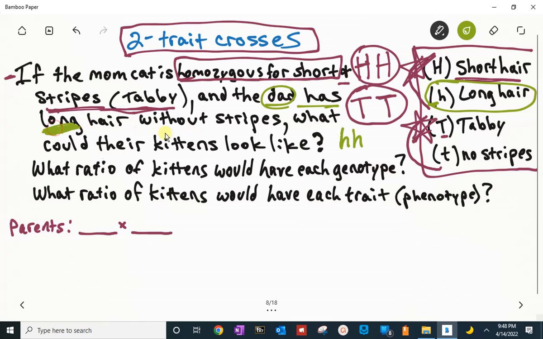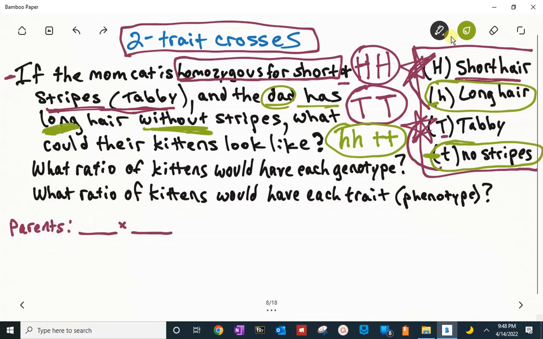So long hair, and he is without stripes. So again, he has no stripes, and that's recessive. So in order for that recessive gene to shine through, they have to take up both of the chromosomal pair. So this is going to be the dad's genotype for hair length and coat pattern.